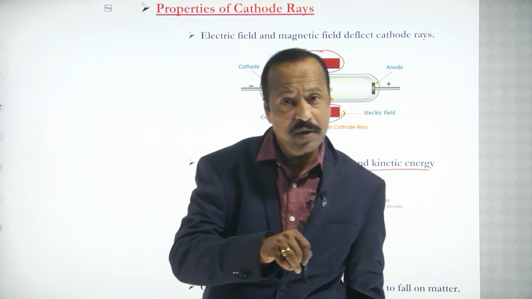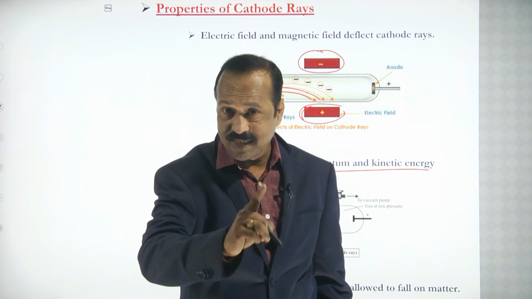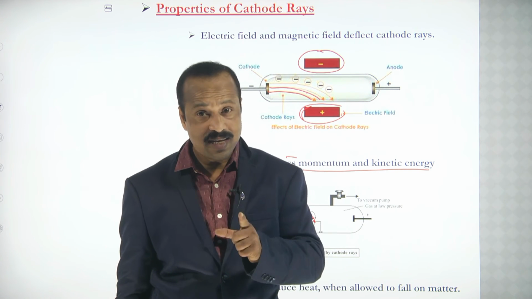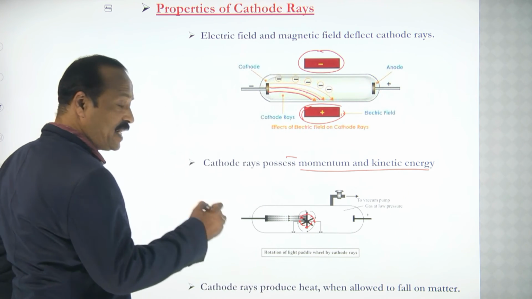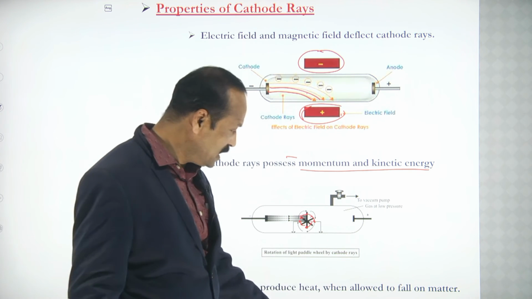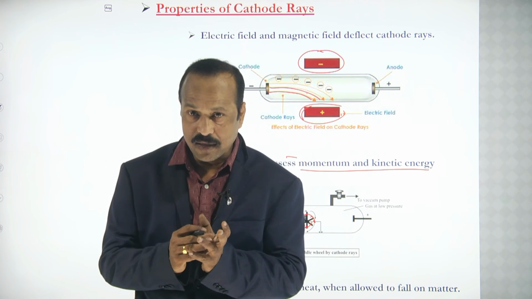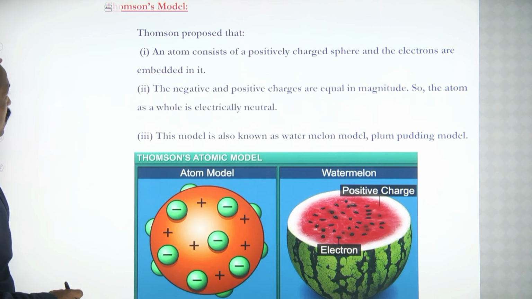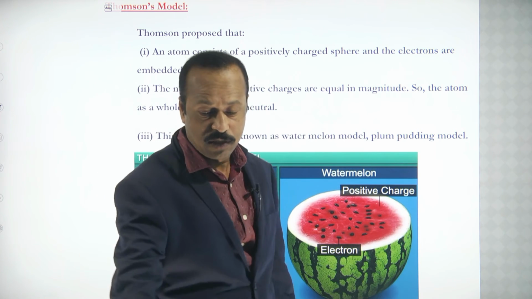Meaning, they created motion in the wheel. So from this experiment we come to know that cathode rays are not a ray, but a flow of particles, because they are creating kinetic energy. Cathode rays also produce heat when they fall on matter. So these are the properties of the cathode rays, students. Is this clear?